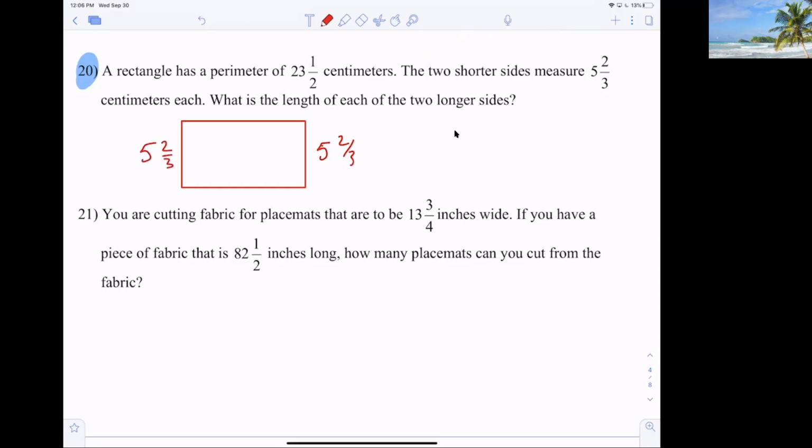Okay, so now how do I figure out the other side? Come on now, you're good. I divided 23 and 1/2 by 5 and 2/3. So let me show you something. Watch this, please. Watch. Here you are, right here.